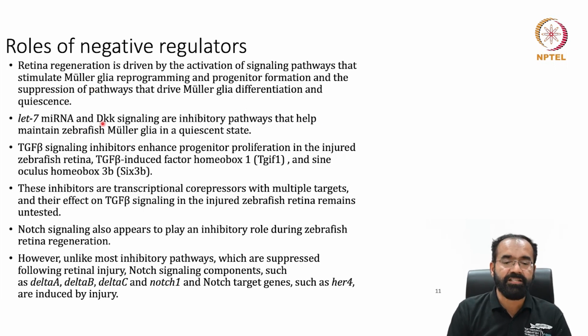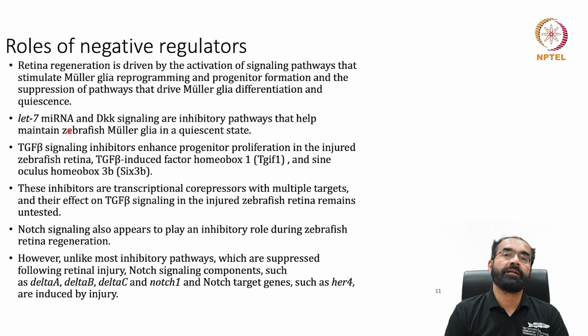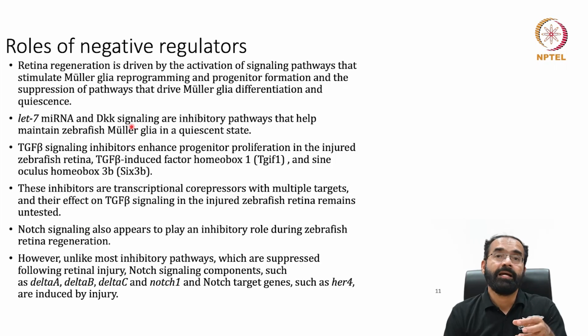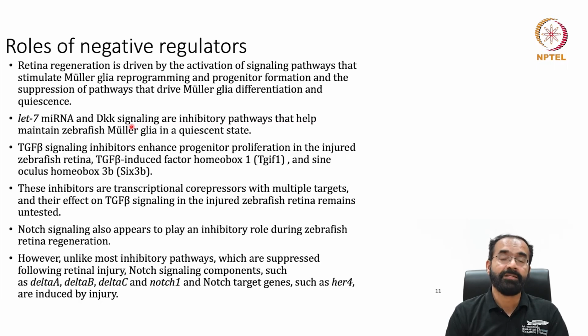So LET7, which we discussed many times, is a negative regulator of the regenerative response, and DKK is another negative regulator. LET7 is an RNA molecule, whereas DKK is a protein molecule. When LET7 microRNA is present, it makes sure that no translation happens to those mRNAs which have the LET7 binding site. And many of the regeneration associated genes have LET7 binding sites. Hence, you can expect that even though those genes are induced, they will never get translated.